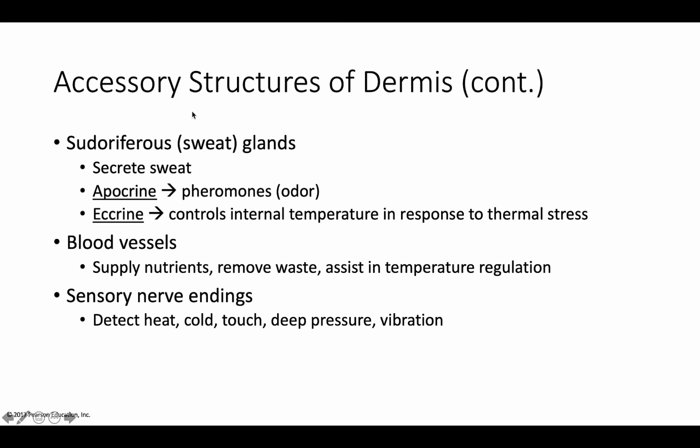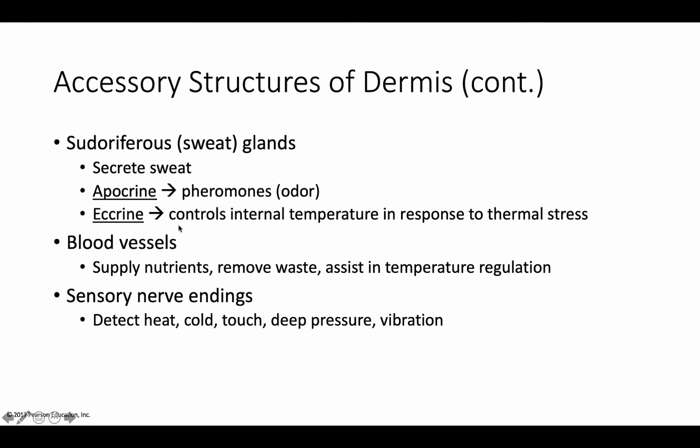You also have sudoriferous or sweat glands. Again, they secrete sweat. You have two types, an apocrine or eccrine. Apocrine are going to be the actual odor that you get from it. So these are pheromones, and some people have really bad smelling body odor, but in general, we need an odor so that humans can recognize each other. And you might not think of it this way, but you do have an odor that is attractive. Everybody does. Females like the smell of men, and men like the smell of females. And so these pheromones are produced by these apocrine glands.